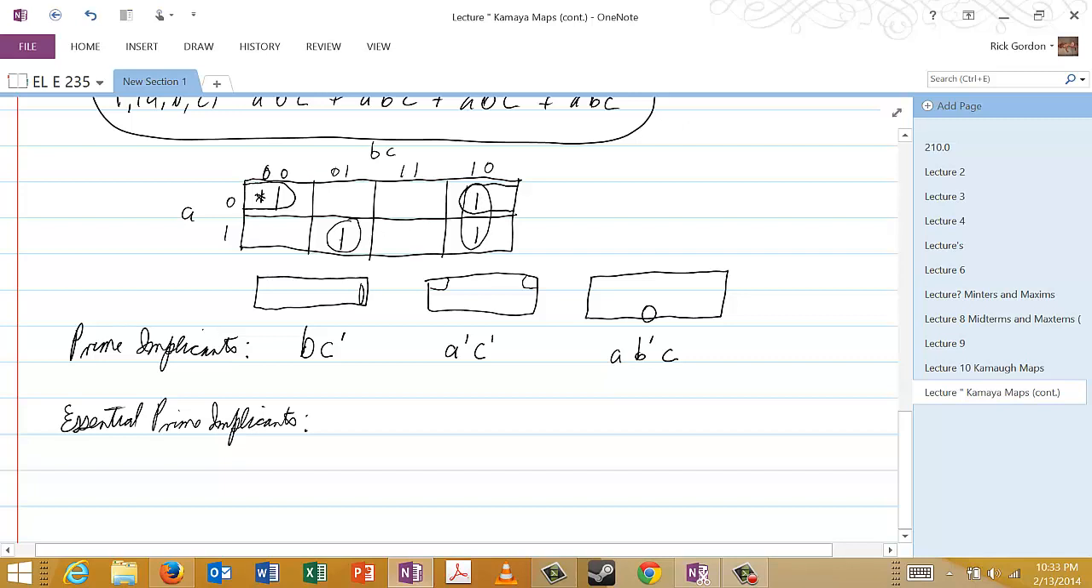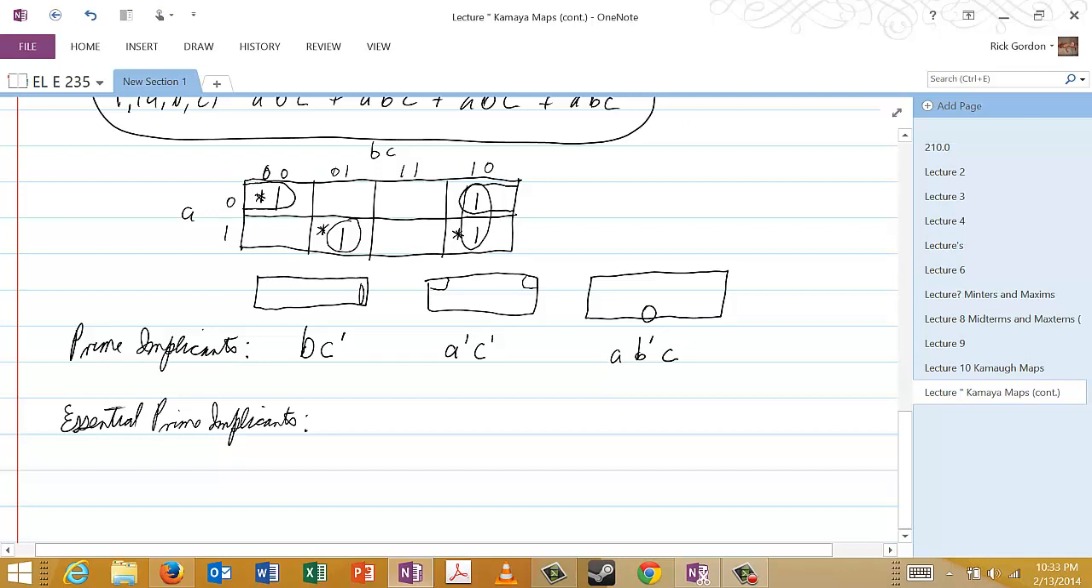Now let's go to the next row. What about this? Is this contained within only one prime implicant? And the answer is yes. It's only contained in the prime implicant A B prime C. So this is an essential one cell. And finally, if we look at the lower right-hand corner, is this an essential one cell? And the answer is, again, yes. It is only contained within BC prime. So this is an essential one cell.